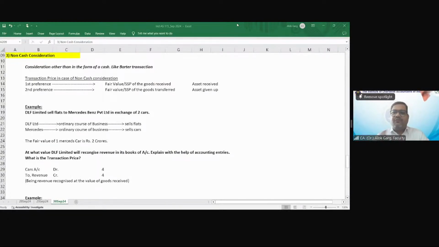So friends, whenever the entity is paying a consideration to the customer, you need to check whether the entity is getting any control of the goods and services.